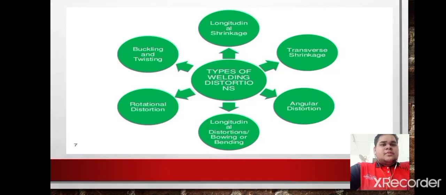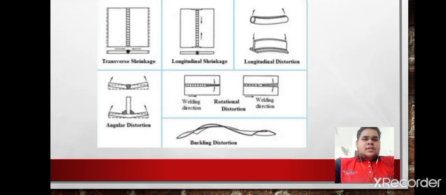These are the types of welding distortions: longitudinal shrinkage, transverse shrinkage, angular distortion, longitudinal distortion or bowing or bending, rotational distortion, buckling and twisting. So as you can see, these are examples of the types of distortion. What we have here is transverse shrinkage, longitudinal shrinkage, longitudinal distortion, rotational distortion, angular distortions, and buckling distortion.